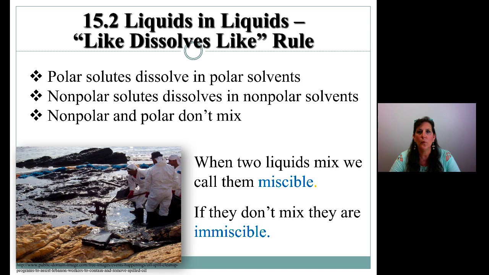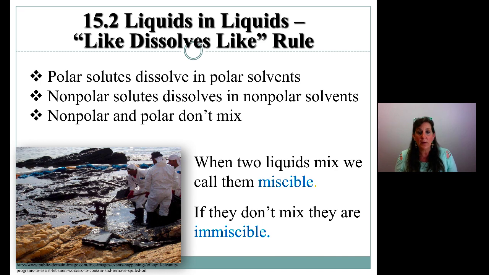So liquids with other liquids. We follow the like dissolves like rule. What does that mean? What is like? Well, like is referring to the polarity, meaning polar solutes will dissolve in polar solvents. Non-polar solutes dissolve in non-polar solvents, and then polar and non-polar do not mix. Okay, they won't mix. When two liquids do mix together, we call them miscible. And if they make layers and they don't mix, they're called immiscible.